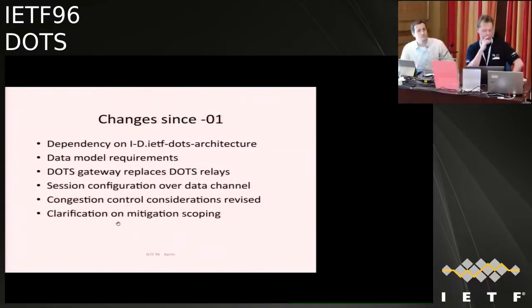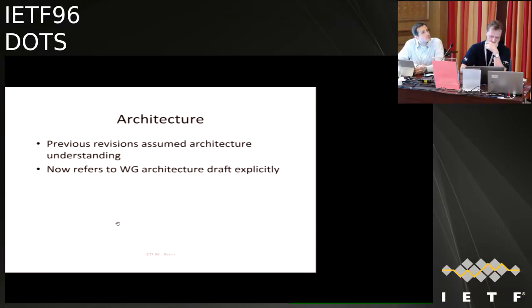So the update to the requirements draft focuses on these areas here, as you can see, for the changes from the 01 draft. It now has a dependency on the architecture draft, the recently adopted working group architecture draft. We've added some data model requirements. We have DOTS gateway replacing the formerly unique DOTS agent type DOTS relays. We have some discussion of session configuration requirements over the data channel. Some congestion control considerations have been revised, and we have some clarification on mitigation scoping. I'll get into each of these points.